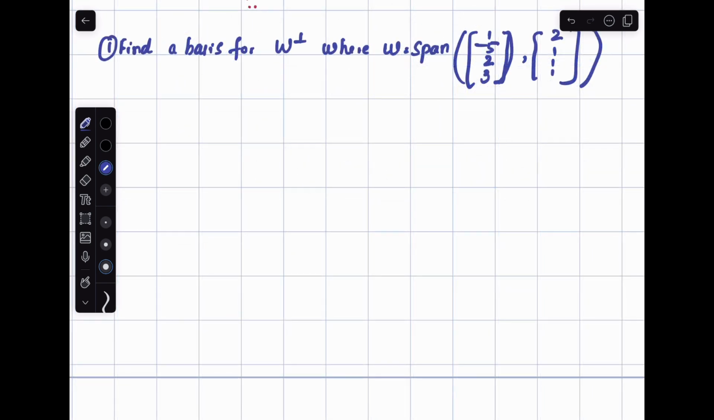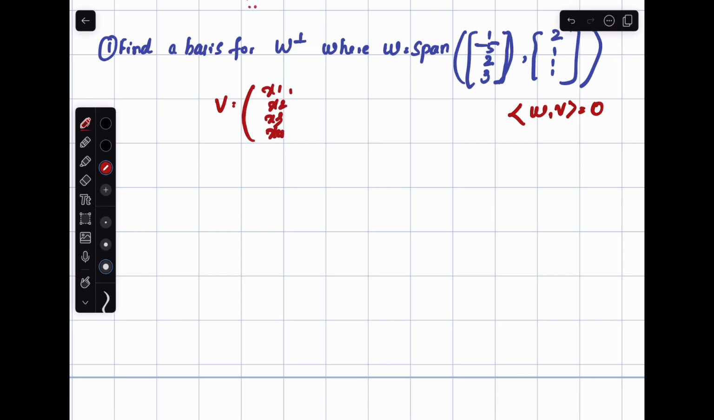Now let us take one example for orthogonal complement. The question is: find the basis for W perp, where W is equal to the span of two vectors they have given, let me consider them as W1 and W2. What is the formula for the orthogonal complement? It is the inner product of w comma v should be equal to 0. Now how to solve this? We have to find the basis for this W perp, and then using these two vectors we have to show that they are orthogonal complements.